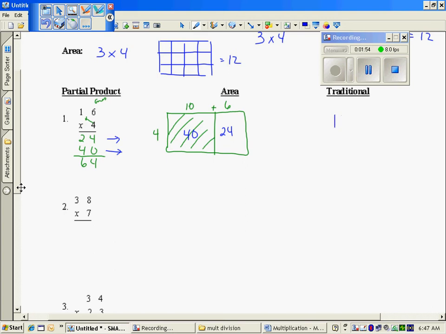Taking a look at our traditional algorithm, what it does is simplify this process. It's just a shortcut. So when I multiply, I'm going to take 6 times 4 and get 24, drop the 4 in the ones position, and carry the 2, or 20, from the 24 into the tens position. 4 times 1 is really 4 times 10, which is 40, plus the 20 I carried over. 40 and 20 is a total of 60.